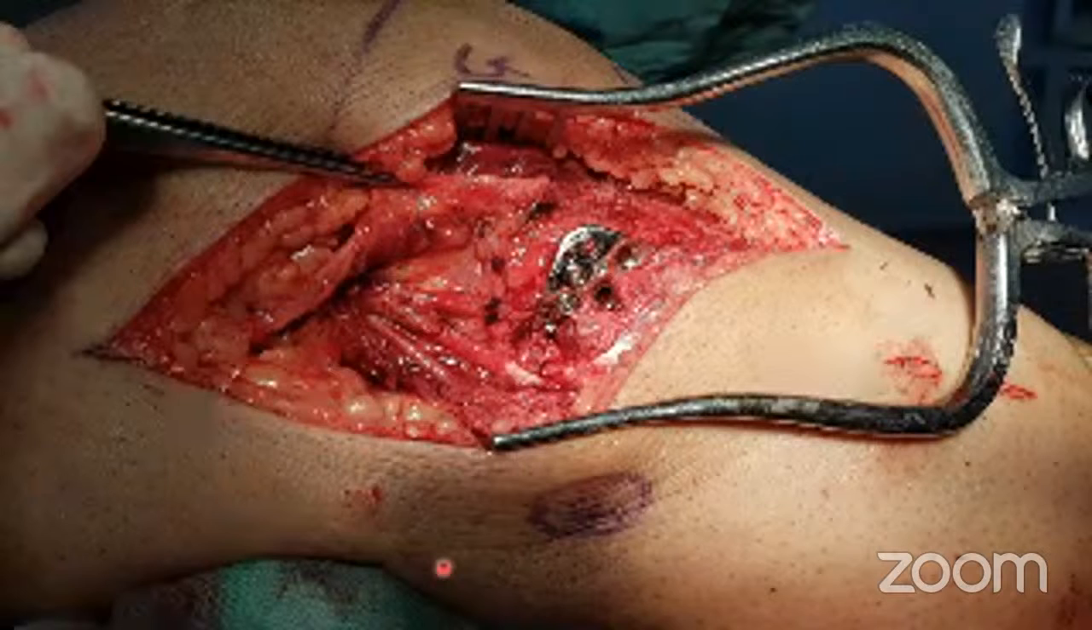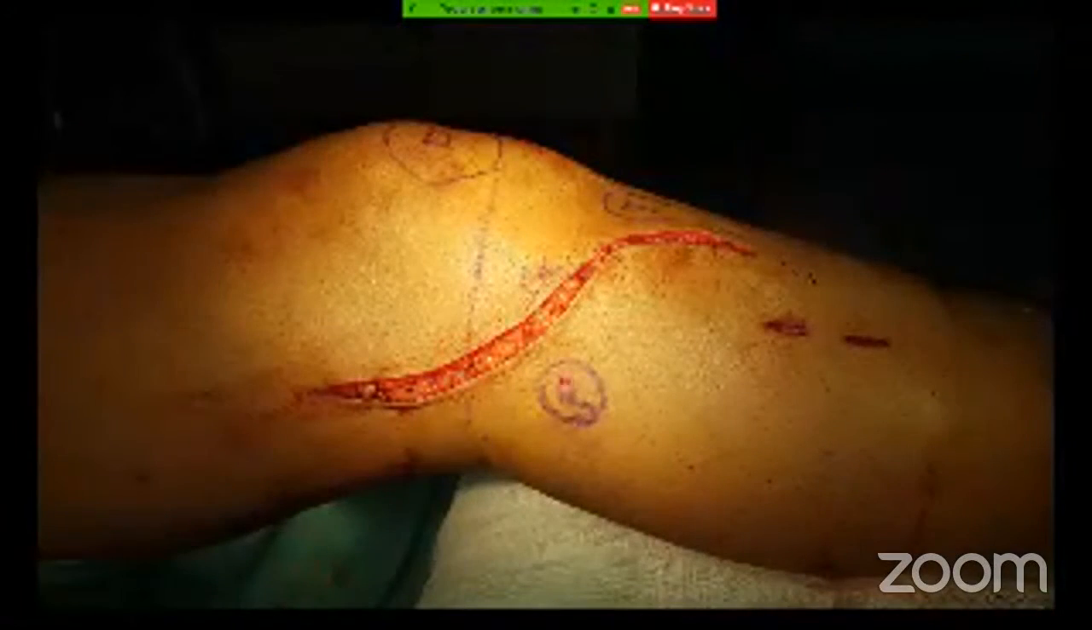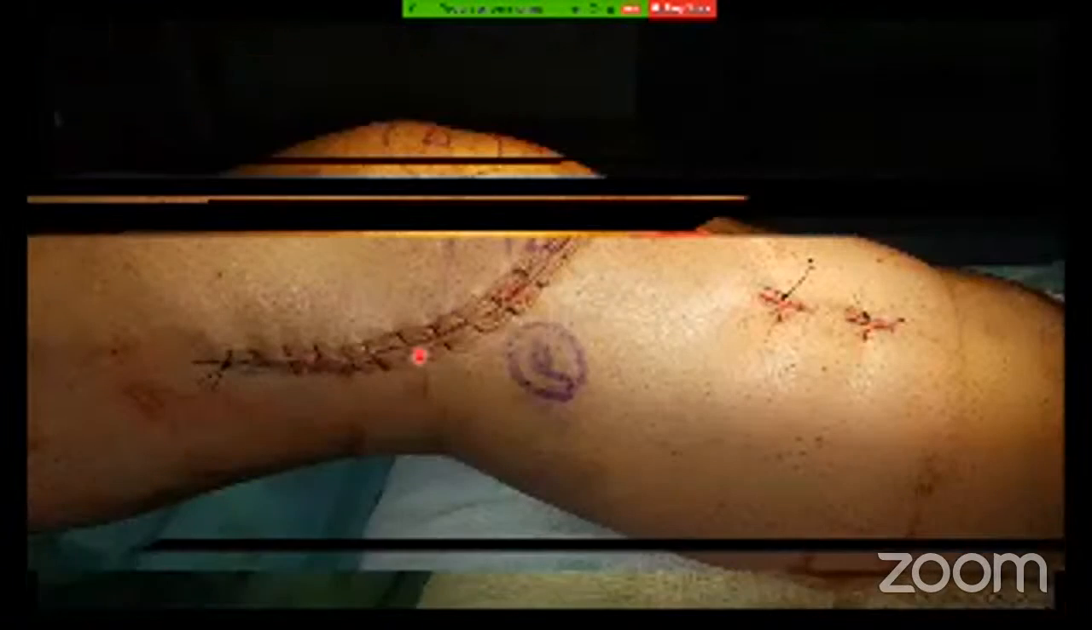And then the submeniscal artery is closed. See the collateral ligament. Then you close the IT band and the anterolateral muscles of the leg, and then you close the subcutaneous layer. This is how the approach is done.